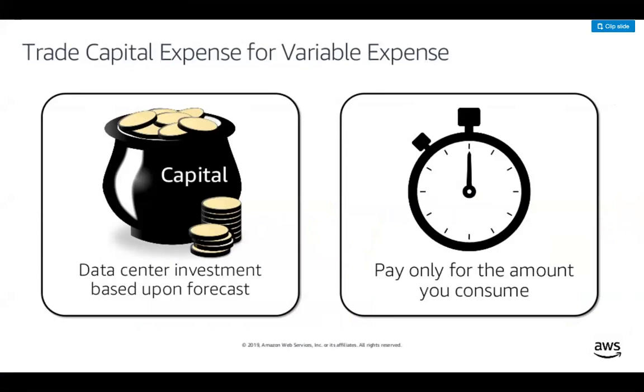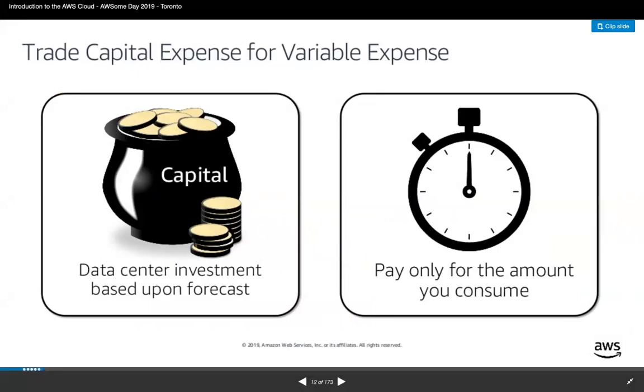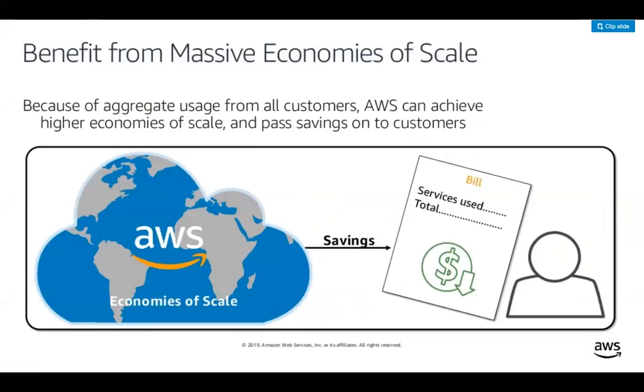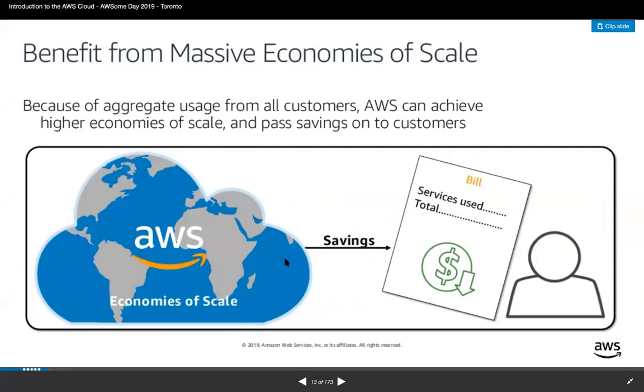Benefit: data center investment is based upon forecast, right? You need to shell out a lot of capital expenditure, whereas in cloud, you only pay for the amount that you consume, based on the time that you consume. Okay, and what is the benefit that you get? I told you yesterday that clouds like AWS have built massive data centers, invested billions of dollars, and multiple millions of customers are sharing those resources. So that way, you only pay for what you use. You get a lot of savings because of massive economies of scale. It is called economies of scale.